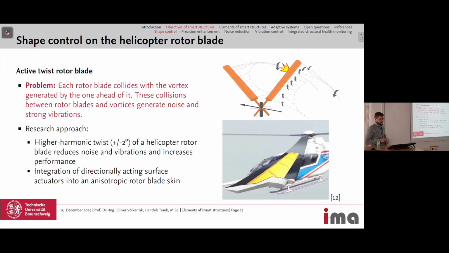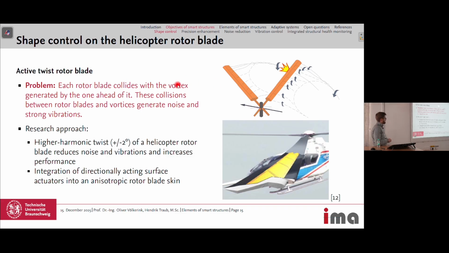The next example of shape control is on helicopter rotor blades. There was a project at DLR, or several projects. One is still ongoing on this topic. The challenge is that each rotor blade of a helicopter collides with the vortex generated by the one ahead. These collisions between the rotor blade and the vortex from the rotor blade ahead generate noise and also strong vibrations. I think you all know the typical noise of a helicopter.